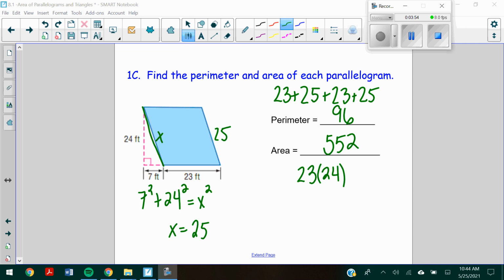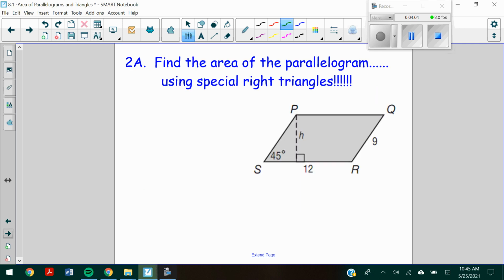All right, there you have it with some work for you. Let me know if you have questions on this. All right, so now we're going to jump to some problems using special right triangles. Notice we have a 45 down there, so then the top is also 45. So we are going to use 45, 45, 90 to help us with our height. So my diagonal, or my hypotenuse, is 9. So remember, this is the leg times the square root of 2.